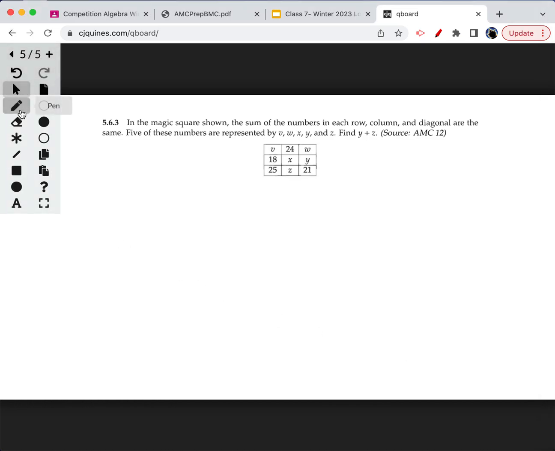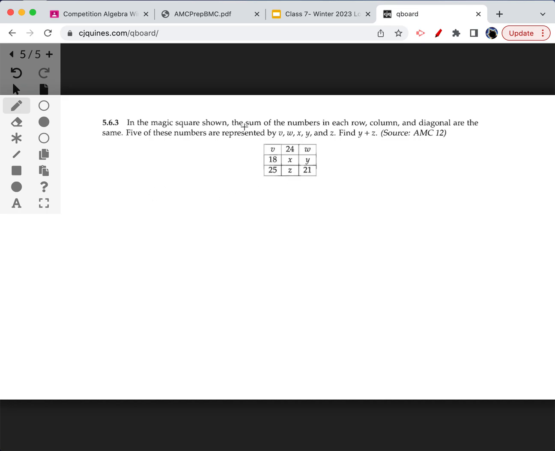Okay, so let's try this out now. So what the problem says, in the magic square shown, the sum of the numbers in each row, column, and diagonal are the same. 5 of these numbers are represented by v, w, x, y, and z. Find y plus z.